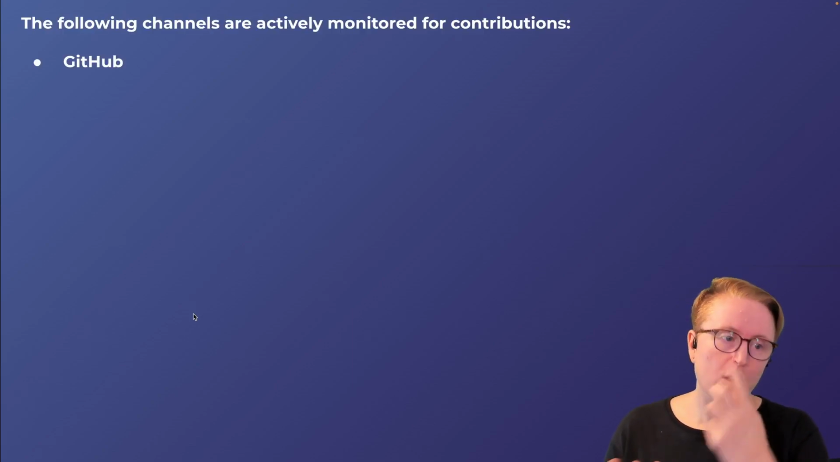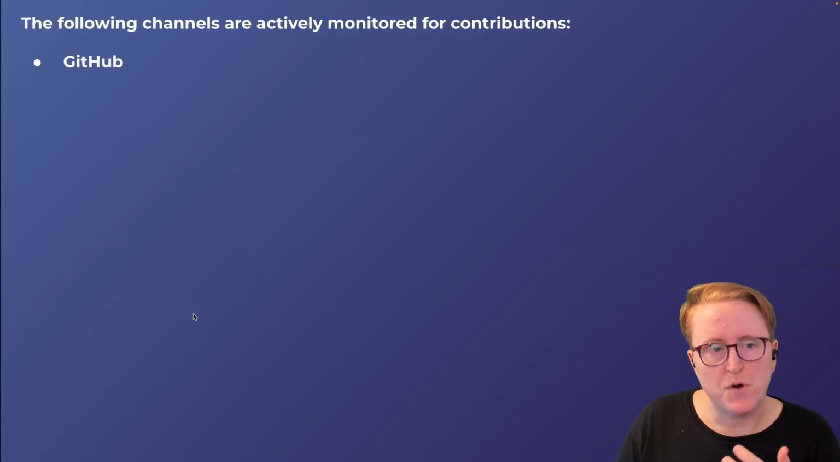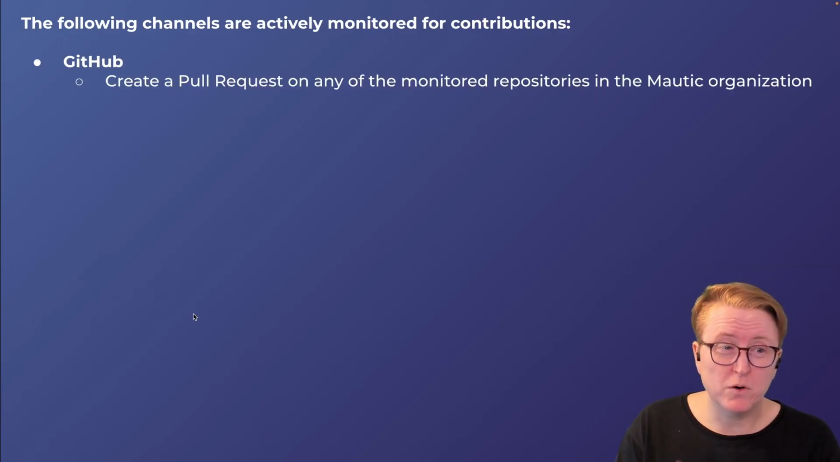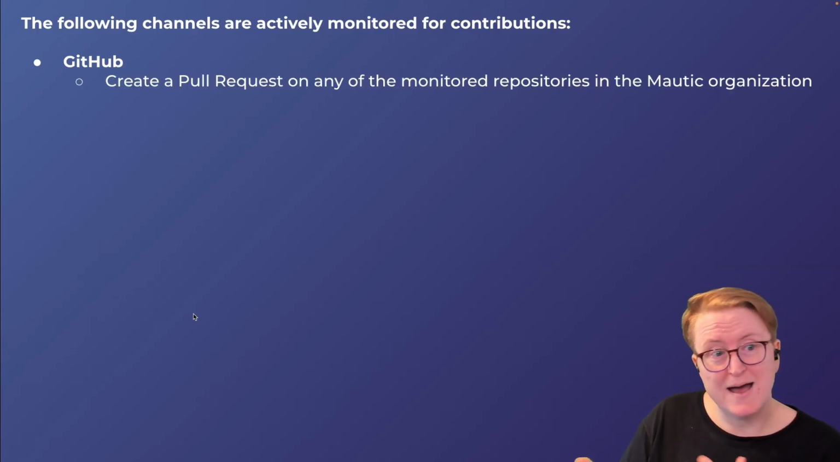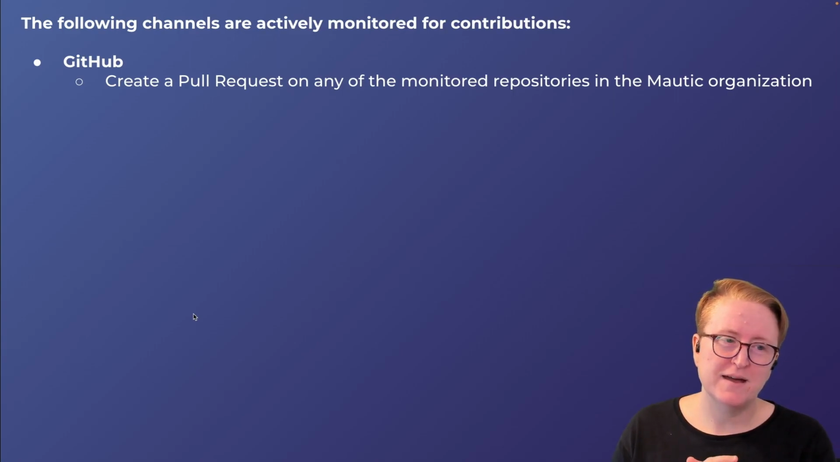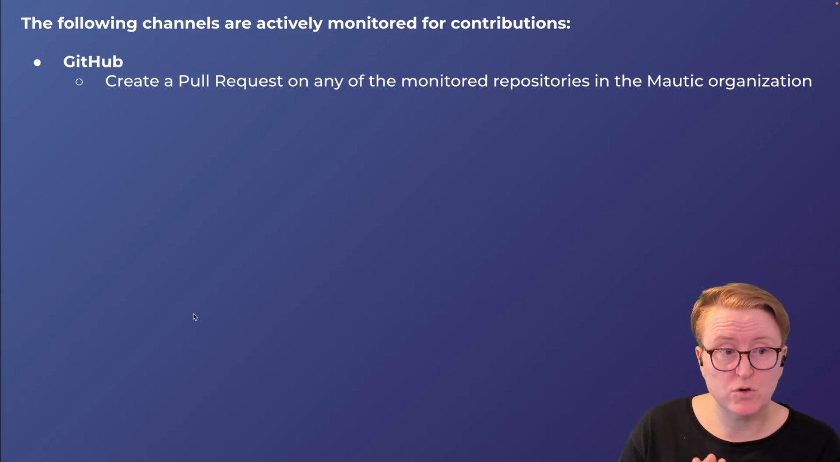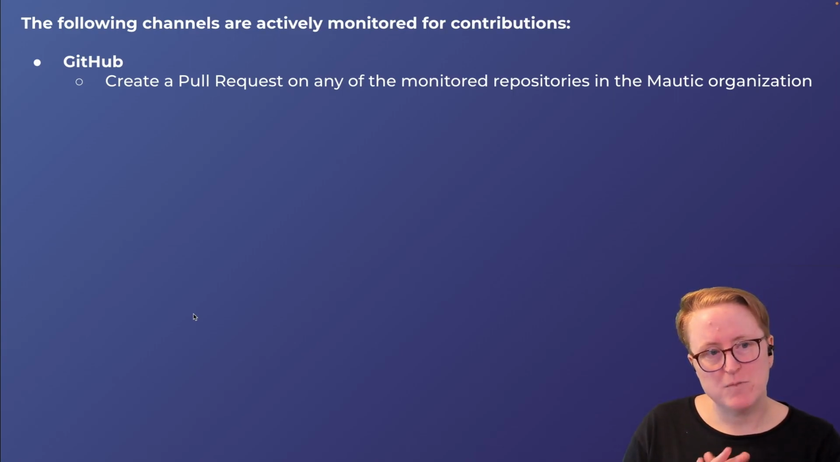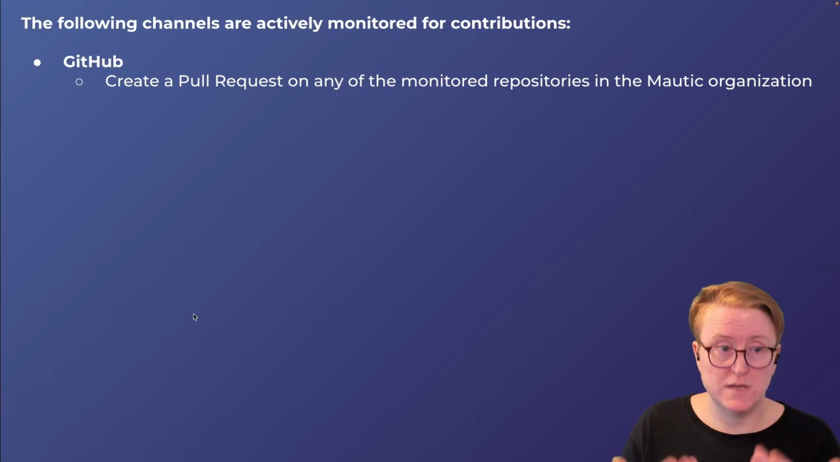So to start with the obvious, GitHub comes out of the box with Savannah so that whenever you make a pull request, it logs that as a contribution. Now we track something like 52, 54, something like that, repositories in the Mautic organization on GitHub. Anytime you make a pull request in any of those, it will be considered as a contribution.